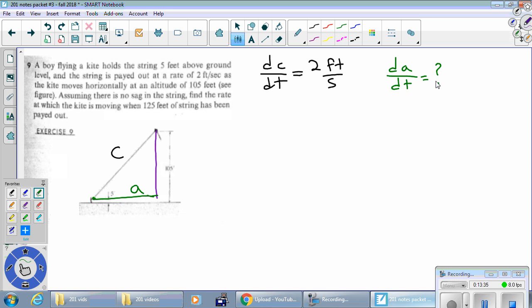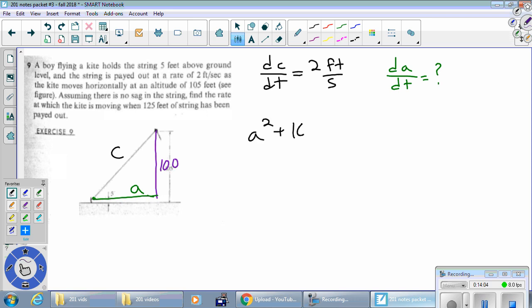In fact, when I labeled the C and the A, it's because I already knew we were going to do a Pythagorean theorem here, but it's okay. Any letters are fine. But you should not label that purple thing with a B, because that purple thing is not variable. That purple thing is fixed. No matter where this kite is, or we could put the kite right over here, that vertical purple distance is always 100. It's the 105 feet minus the 5 feet that the string is off the ground. So there's our right triangle, and clearly Pythagorean theorem is the relationship we're going for.